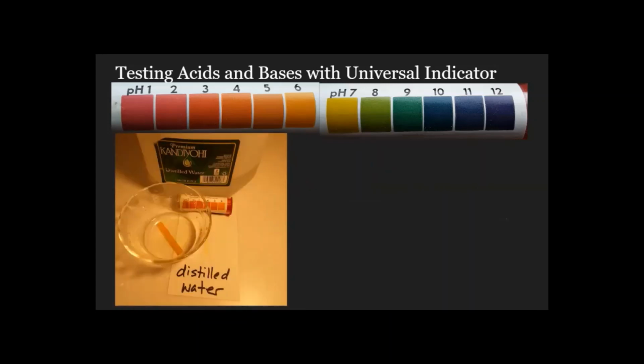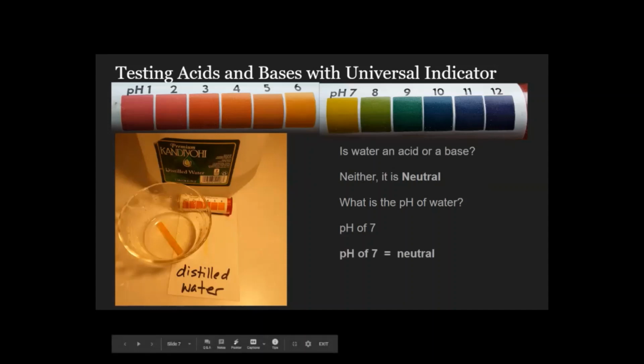And then we'll look at distilled water. I took some distilled water, put that right in there. It was hard to tell, it didn't change much, but then I did notice that the little bit of the indicator that was still on the paper was yellow. So, is water an acid or a base? Neither. It is neutral, and the pH of the water is 7. So neutral is 7. pH of 7 is neutral. So acid, base, neutral.